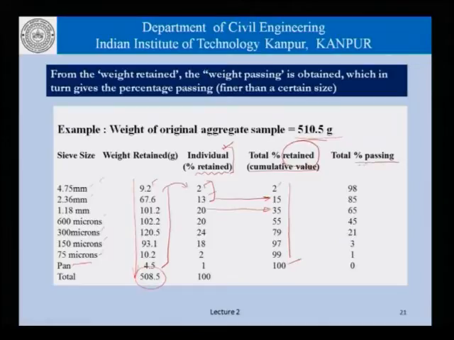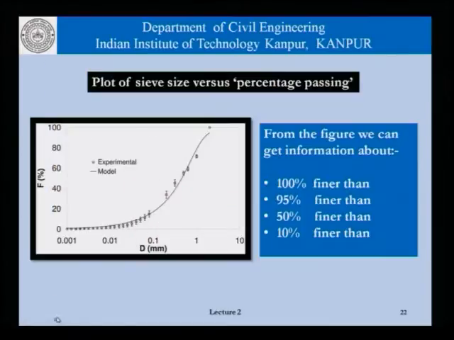Then we have percentage passing, that is 98%, because 2% were retained here, 98% of the particles passed through that sieve. Because 15% particles were retained here, then 85% have passed through, and so on. So, these are two different ways of representing the same data which is given here, and this data, when it is plotted on a graph, looks something like this, that this is the particle sizes or the sieve sizes, and F is the percentage finer than.